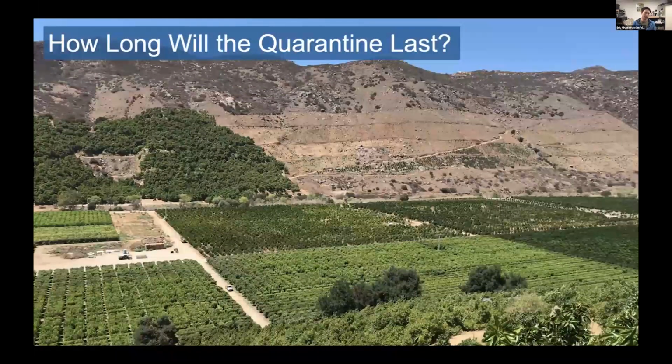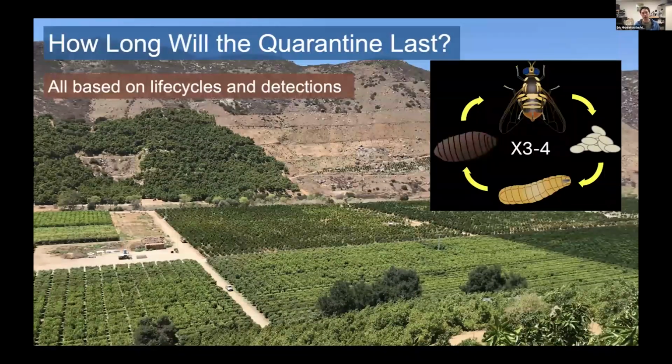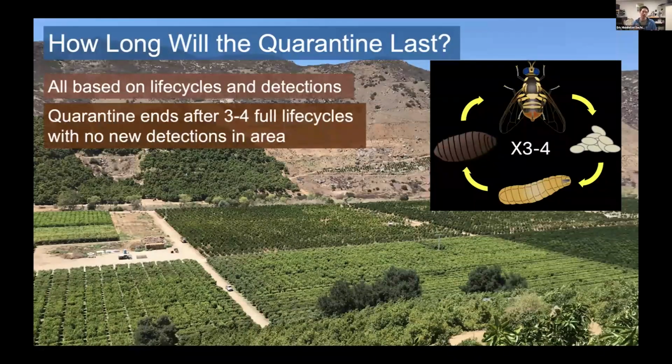How long do these quarantines last? All right, this is all based on life cycles and detections of these different fruit flies. So quarantines will end after about 3 to 4 full life cycles of a fruit fly, depending on the species, with no new detections in an area.